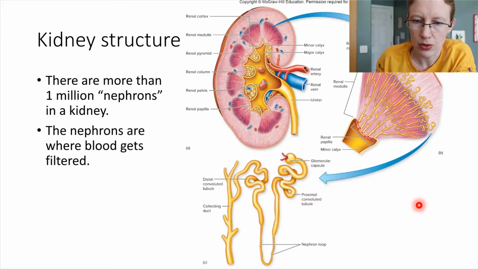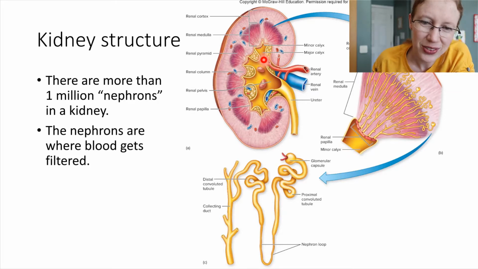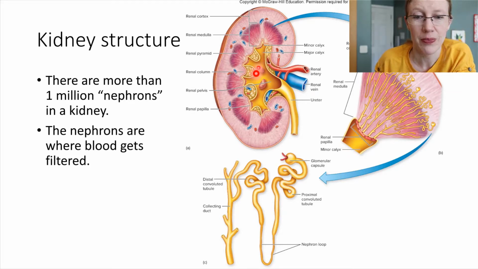And let me go back to this picture. Okay, the collecting ducts lead to the renal pelvis, which is this section here. The renal pelvis sends the urine down the ureter, and that goes to the urinary bladder.